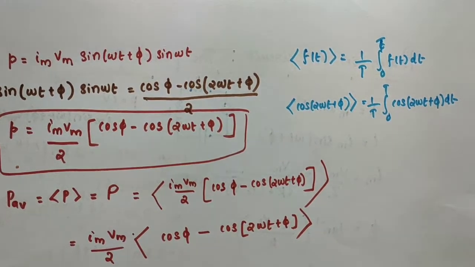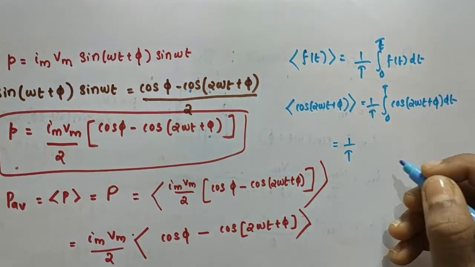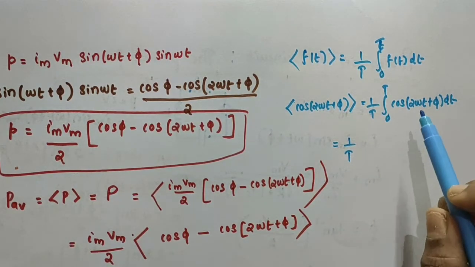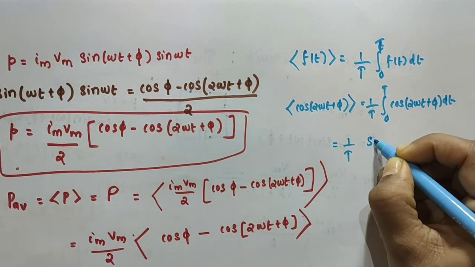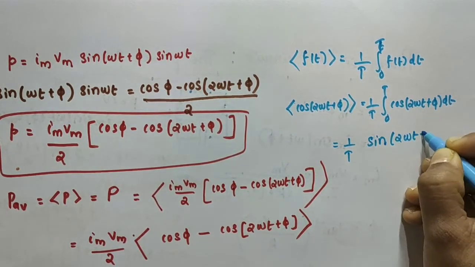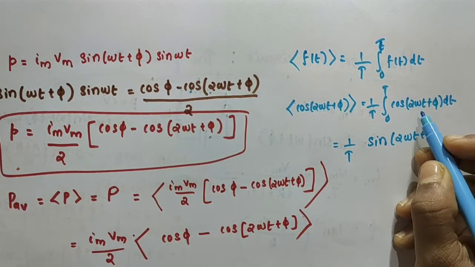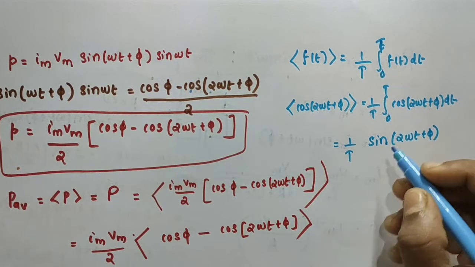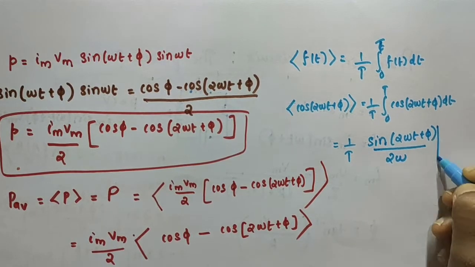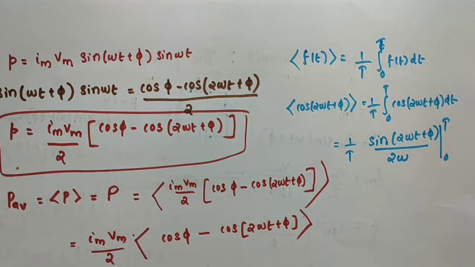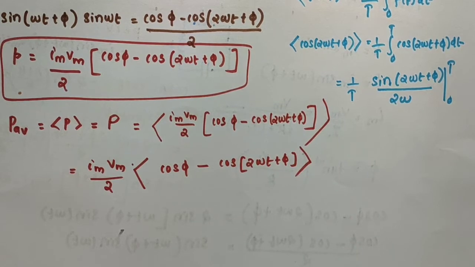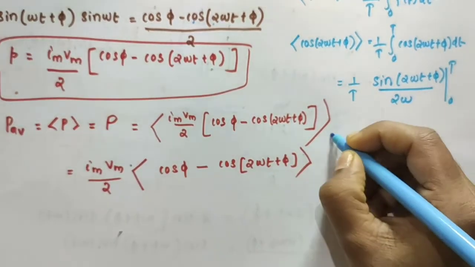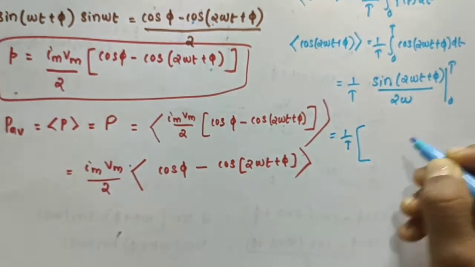Now this will be equal to 1 by T. The derivative of sine is cosine, so the integral of cos will be sine. So sine of 2 omega t plus phi, then the derivative of 2 omega t is 2 omega, so divided by 2 omega within the limit 0 to T. Now we just want to apply the limits, lower limit and upper limit. So this can be written as 1 by T into upper limit minus lower limit.